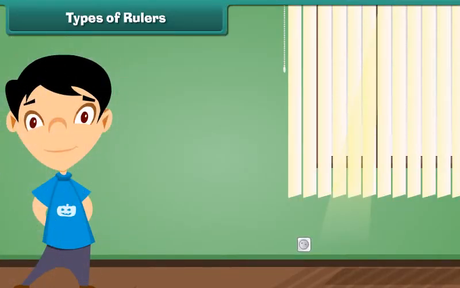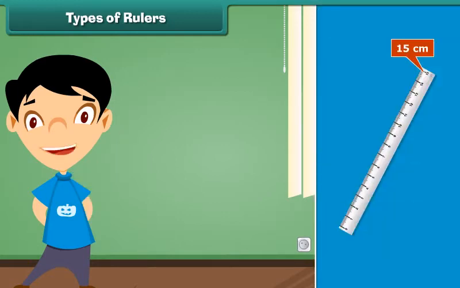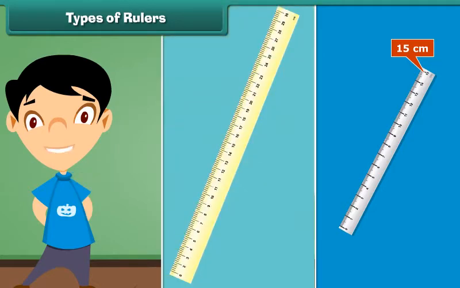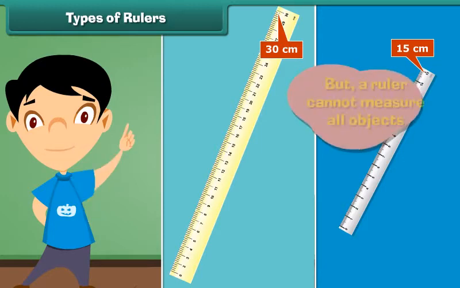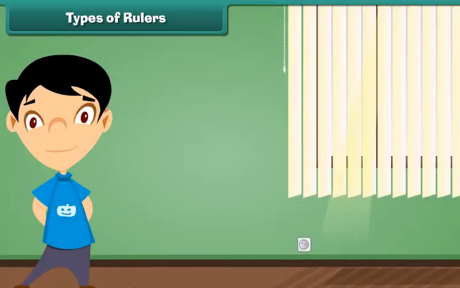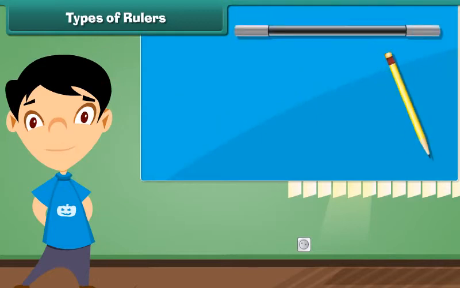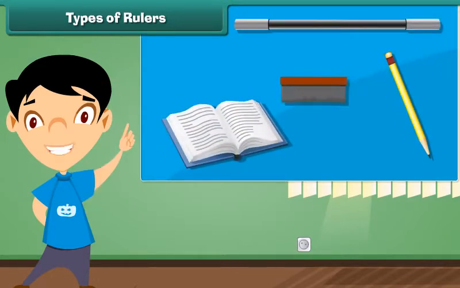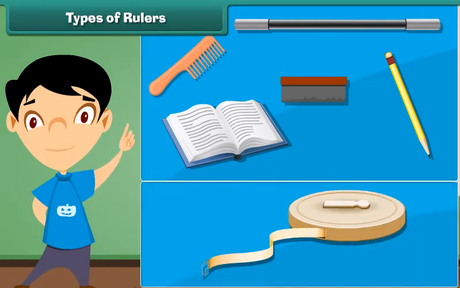A ruler comes in different lengths. The first ruler seen can measure length up to 15 centimeters. The second ruler seen can measure length up to 30 centimeters. But a ruler cannot measure all objects. A ruler is used to measure only short length objects such as pencil, stick, notebook, duster, comb, etc. A measuring tape is used to measure long things.